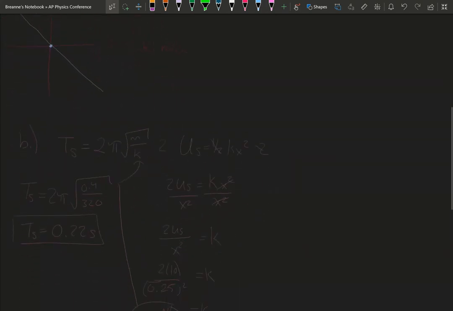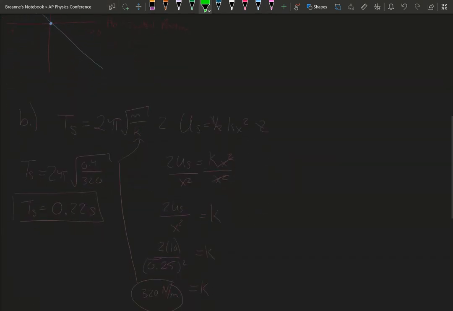And again, this was given in the paragraph above, this was given in the paragraph above, and this was given in your graph. So you did have to pull some information from before.